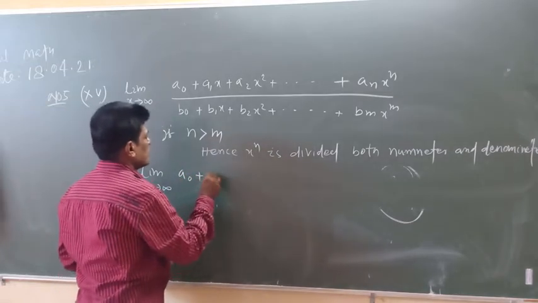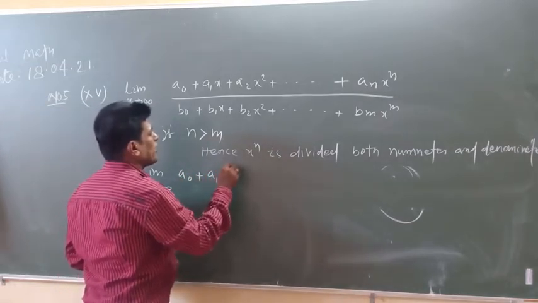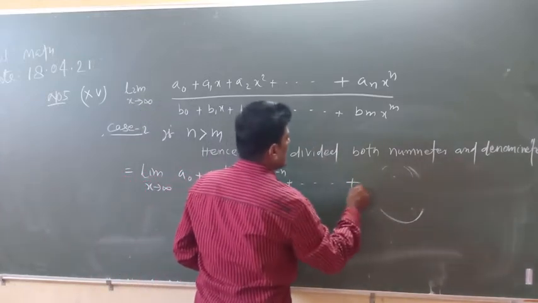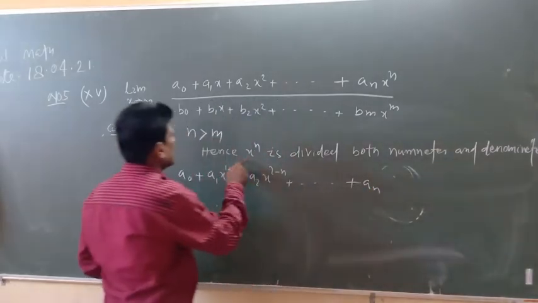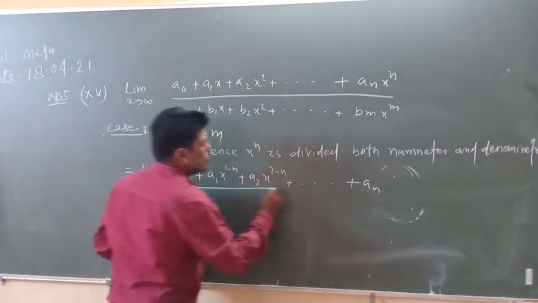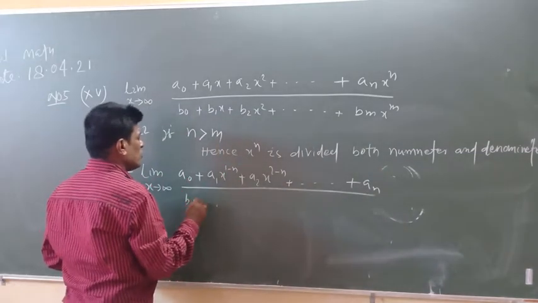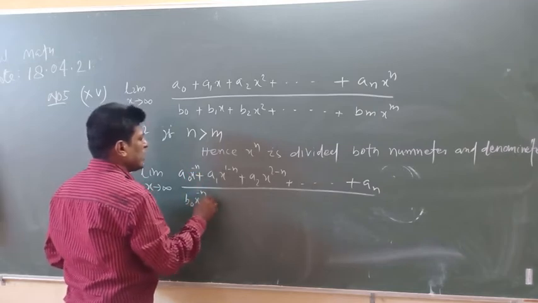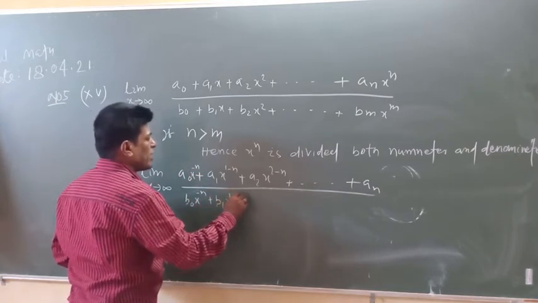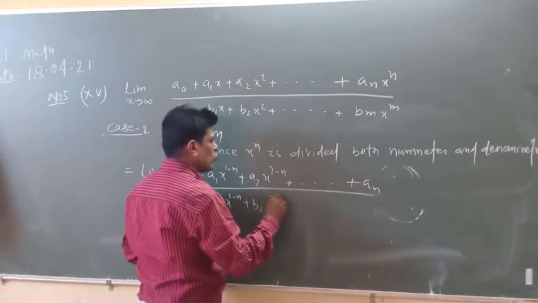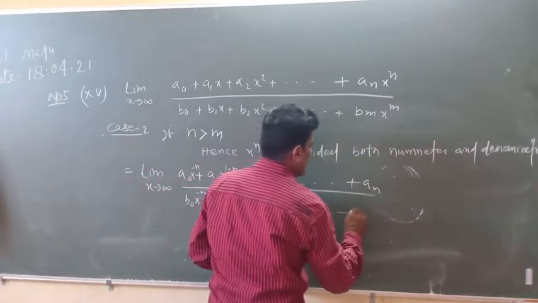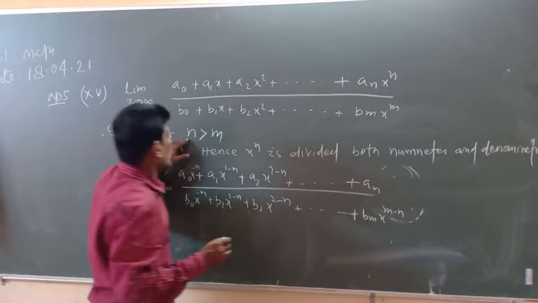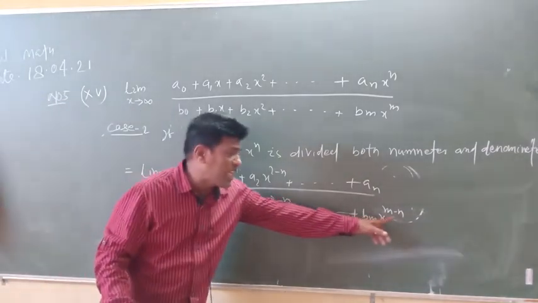a0 x to the minus n, a1 x to the power 1 minus n, a2 x to the power 2 minus n, plus an, because x to the n is divided. Here n is greater than m. So the denominator becomes b0 x to the power minus n, b1 x to the power 1 minus n, b2 x to the power 2 minus n, up to bm x to the power m minus n, where n is greater than m, so m minus n is less than 0.